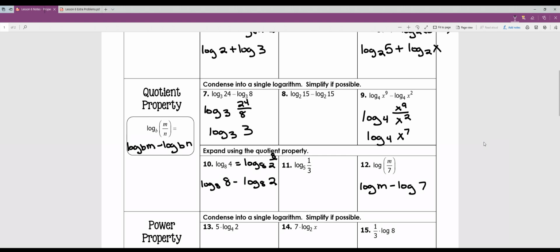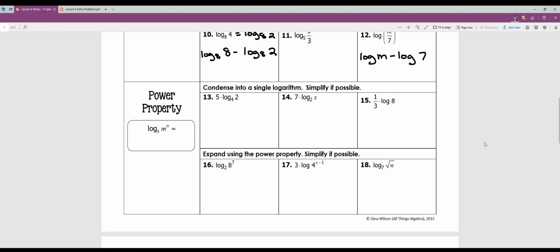All right, we have one more now. We have our power property to look at. And our power property says that if I have log base b of m to the n power, that is the same thing as n times log base b of m. And that sounds trickier than it really is. So let's work an example.